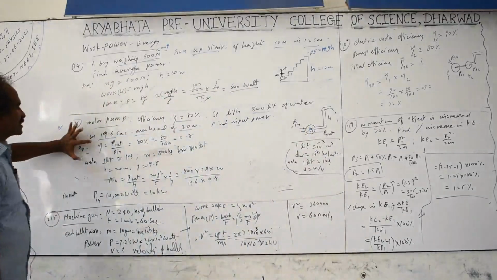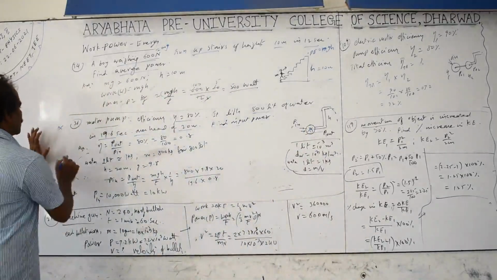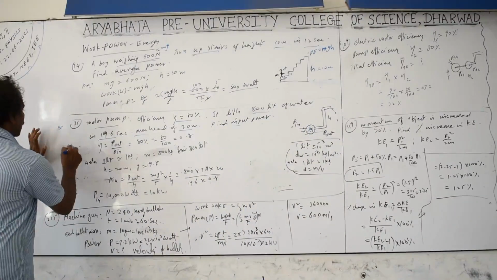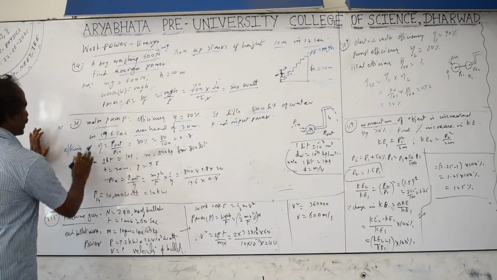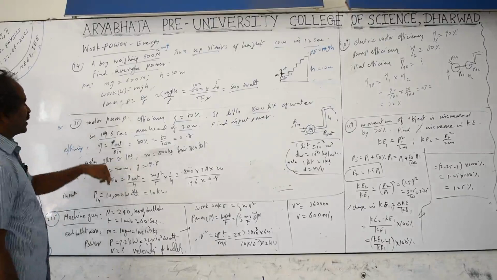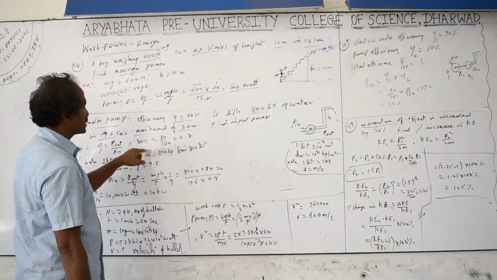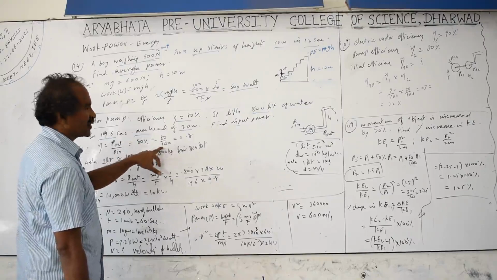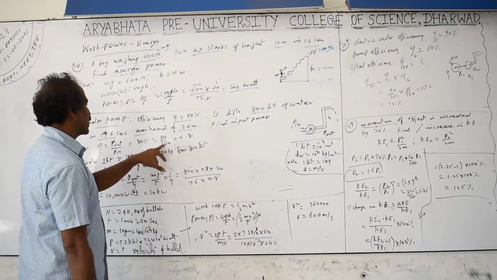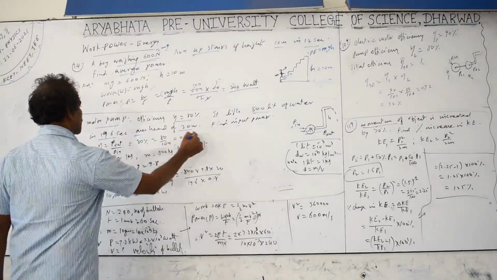Now in this case the efficiency formula is always output by input. This is output power by input power in this case. Output power by input power is 80%. Per cent means per 100. Cent is a French word meaning per 100. So 80 by 100 is 0.8, which is the efficiency you will get.